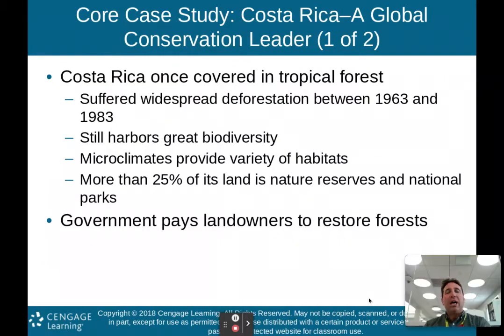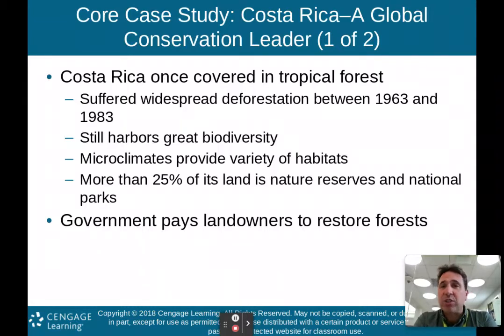Here is Part 1. We start off with a core case study talking about Costa Rica, a global conservation leader. I don't know how many of you have ever been to Costa Rica. I've never been there. My parents have been there twice. They love it so much, and they're actually a leader around the world in conservation.